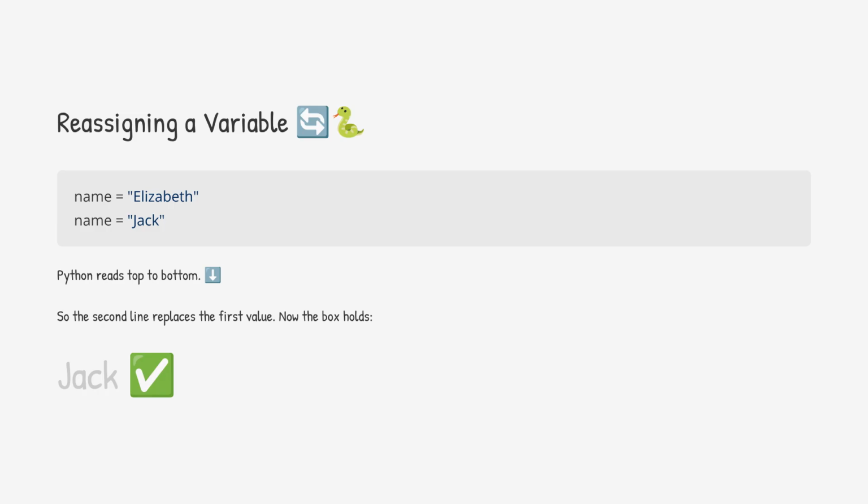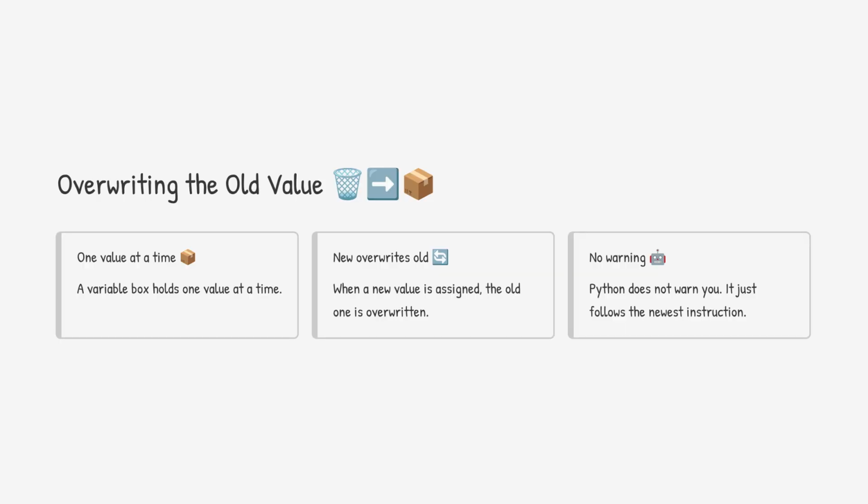Okay. So on line 1, the forklift creates the box labeled name and carefully places Elizabeth inside. But then, a millisecond later, it reads line 2, name equals Jack. Python is incredibly obedient, but it only ever honors the absolute newest instruction. Oh, wow. It goes back to that exact same box labeled name, physically removes Elizabeth, throws her data into the digital trash, and puts Jack in her place. It just completely overwrites it.